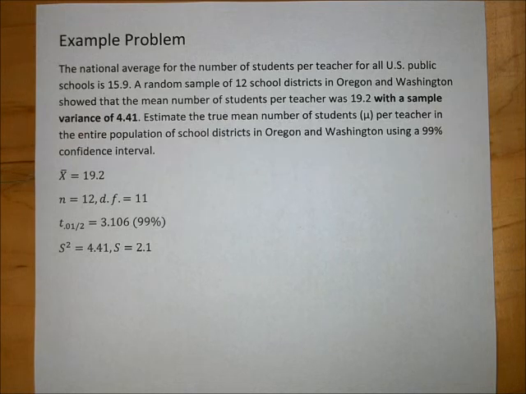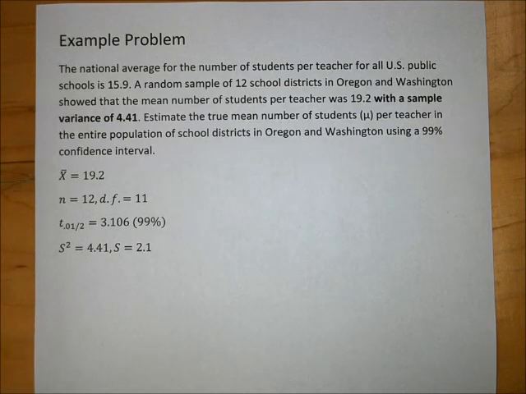Here, the national average for the number of students per teacher for all U.S. public schools is 15.9. A random sample of 12 school districts in Oregon and Washington showed that the mean number of students per teacher was 19.2, with a sample variance of 4.41. Estimate the true mean number of students mu per teacher in the entire population of school districts in Oregon and Washington using a 99% confidence interval.